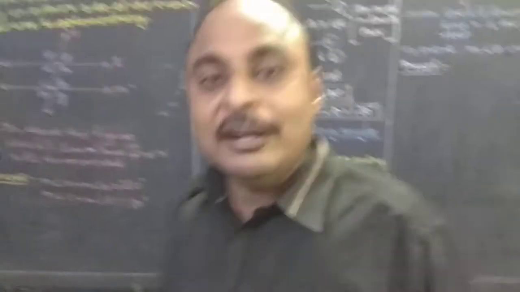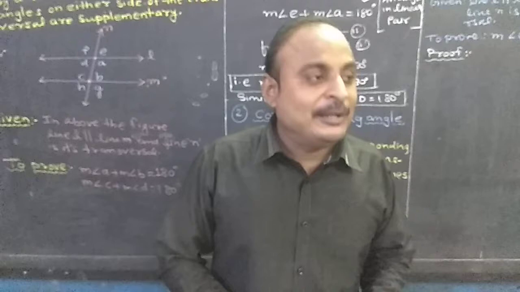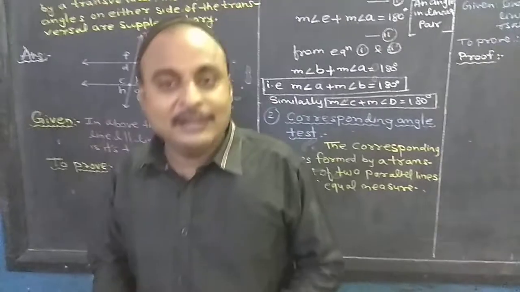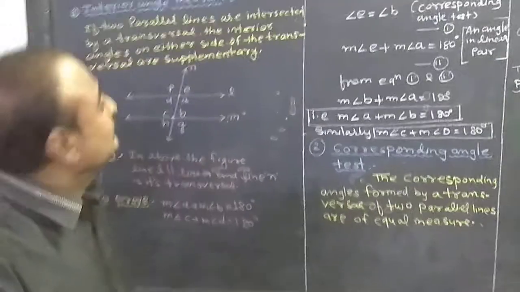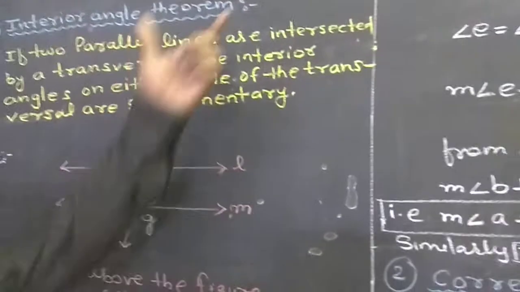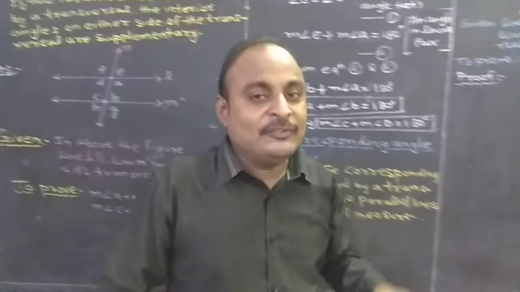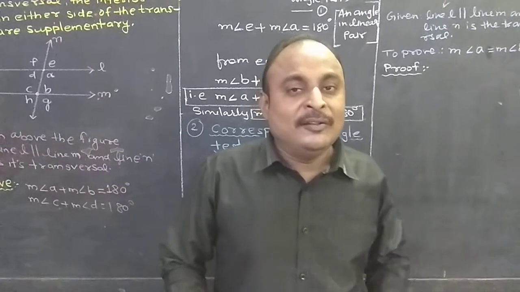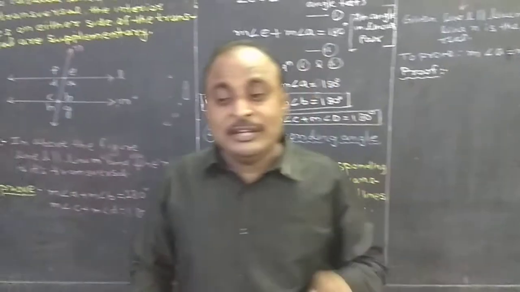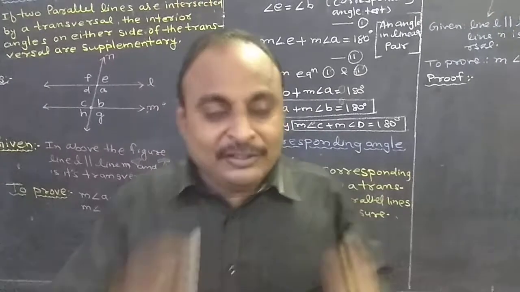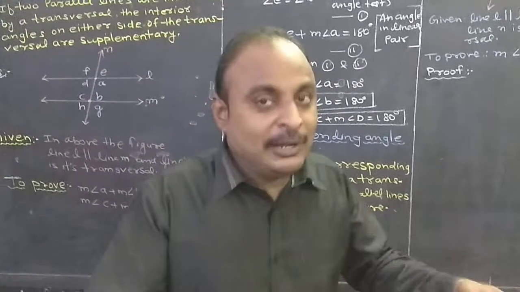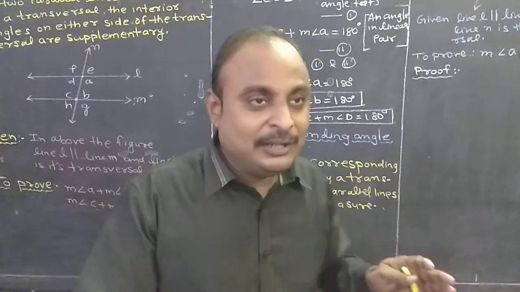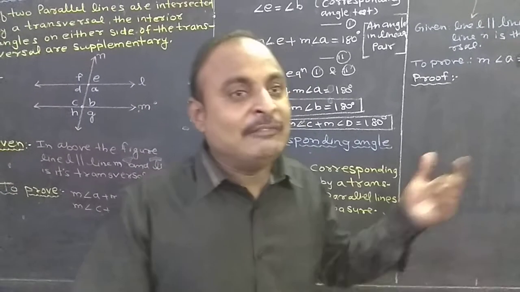Today we are going to start our second part of chapter number 2, and the name of the chapter is parallel lines. In that we are going to learn the theorems. In the earlier part we have already learned what is corresponding angle, what is angle in linear pair, what is interior angle, what is alternate angle, what is vertically opposite angle. Now in this part we are going to prove how they are satisfied with a given condition.